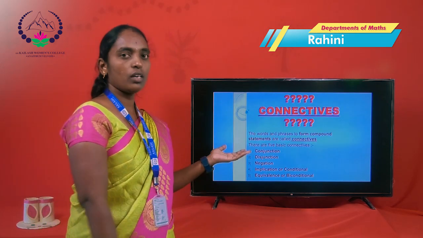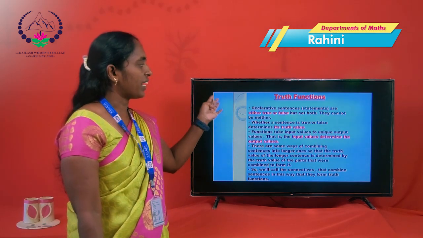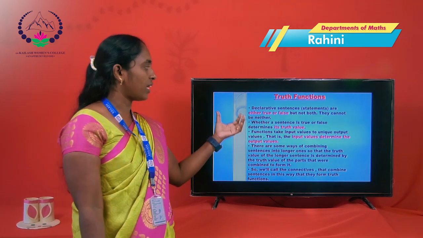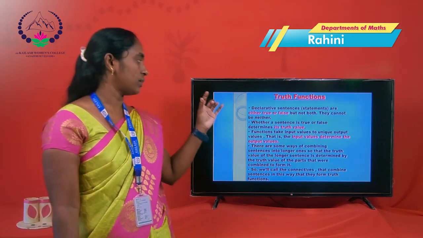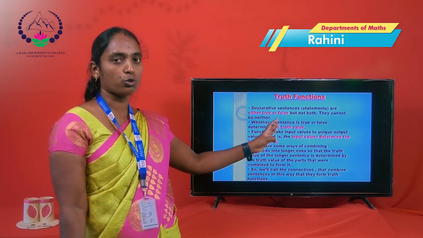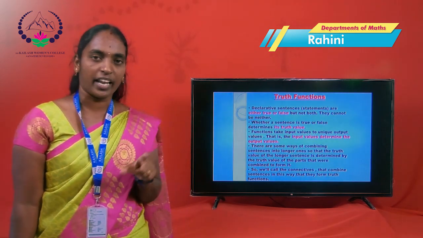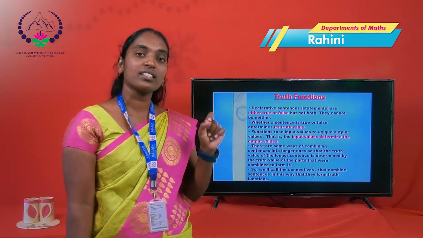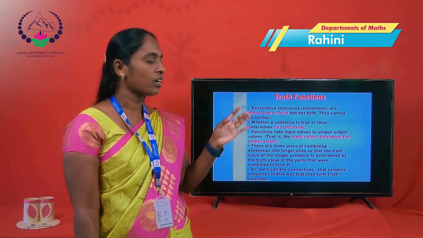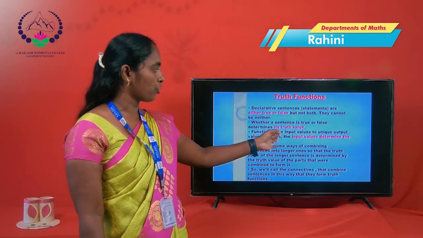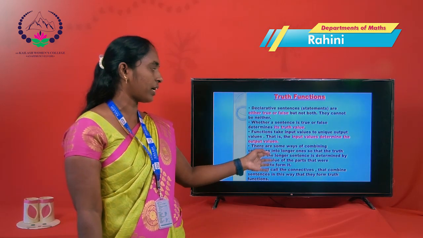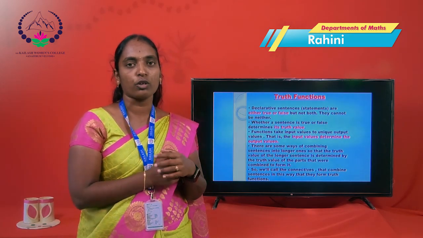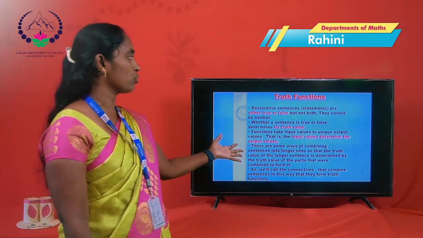Next we have to see that declarative statements are either true or false, but not both. They cannot be neither. Whether a statement is true or false determines its truth value. For example, if we take the statement, it is raining today, this statement is true when the truth value is true. Suppose we take the statement in negative, it is not raining today, the truth value of the statement is false. So functions take input values to unique output values. That is, the input values determine the output values. For example, in a truth table, we have to give the truth value T, then only we get the truth value T. Okay.